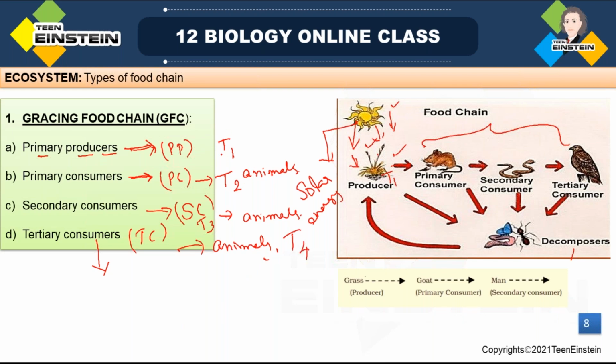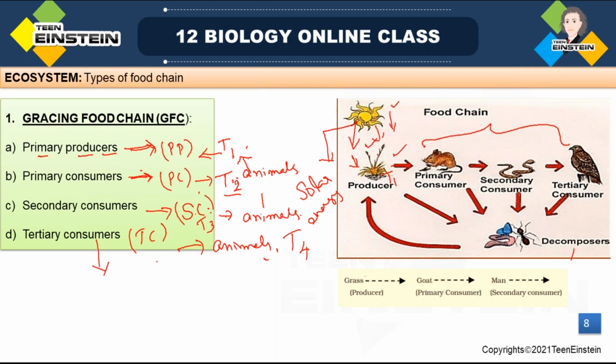Here, in the first trophic level, are plants, the primary producers. Then the animals which are primary consumers consume the plant or plant products, so they come in the second trophic level. Primary consumers, secondary consumers and tertiary consumers are all animals, but primary consumers utilize plants or plant products as their food, so they come in the second trophic level.